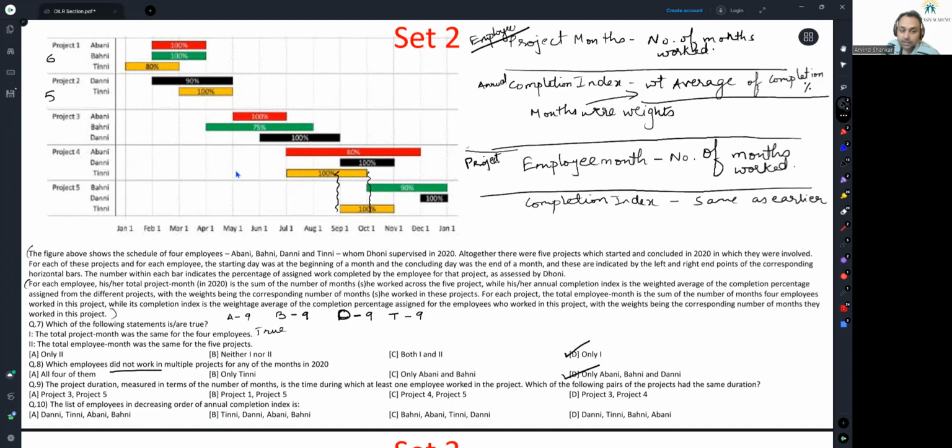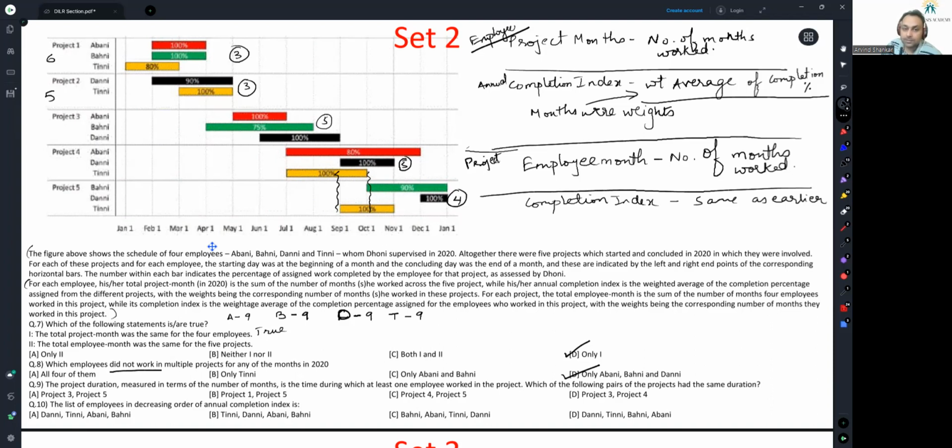Okay. Question 9. The project duration measured in terms of the number of months is the time during which at least one employee worked in the project. Which of the following pairs of projects had the same duration? Let's look at the first project. Started in January, went on till March. So it had a duration of 3 months. Second project started in February, went on till May, had a duration of 3 months. Third project started in April, ended in September. So went on for 5 months. Project 4 started in July, went on till December. Duration of 5 months.